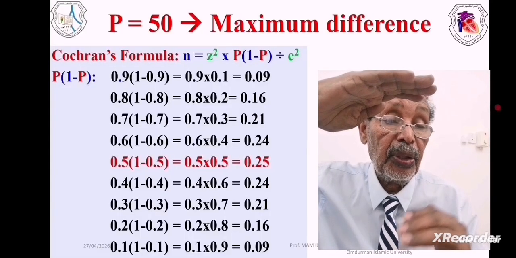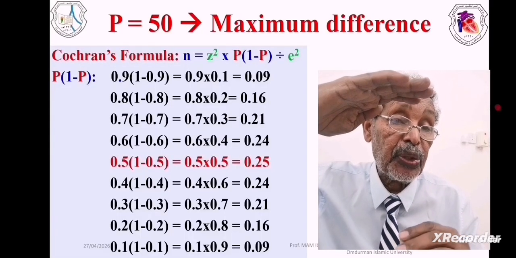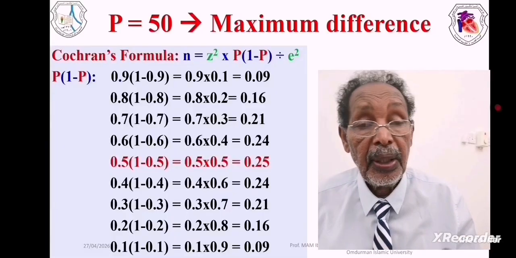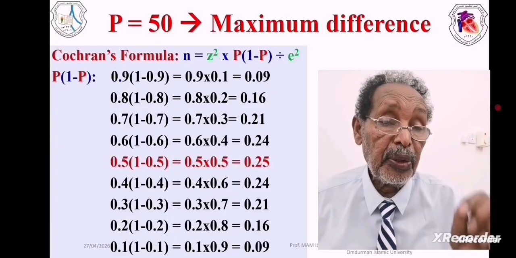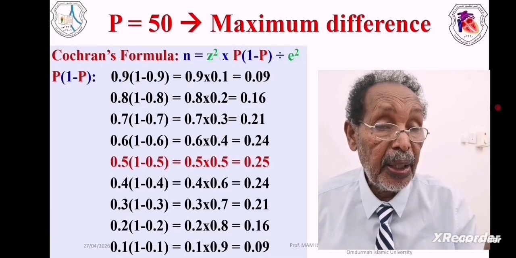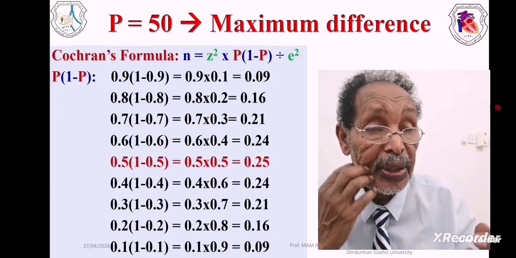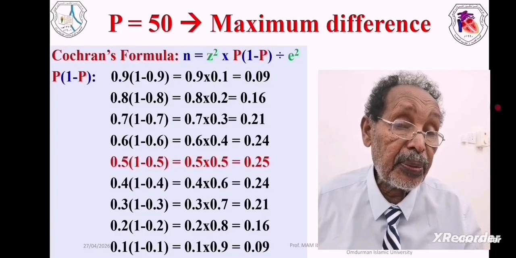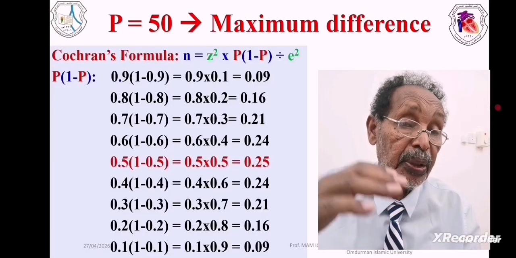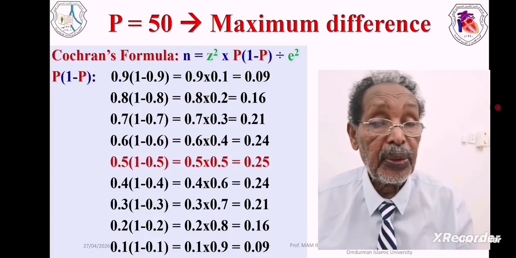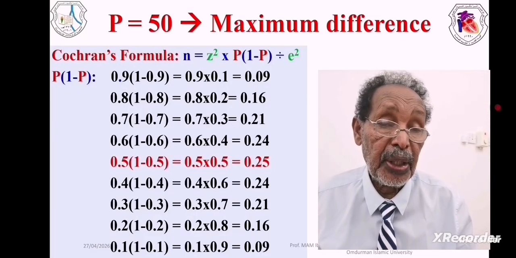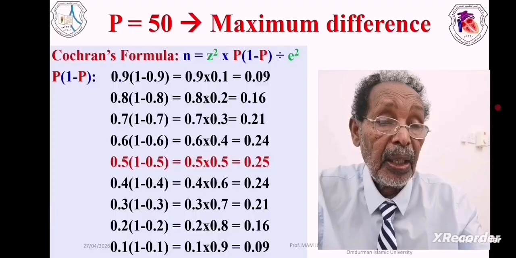And in the denominator, we can use the margin of error, which is E squared. We can use it as 5%, 4%, or 2%. The smaller the figure, the bigger the sample size the calculation will give us. I hope this is clear.